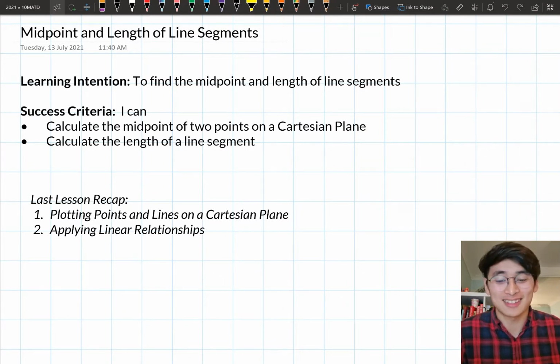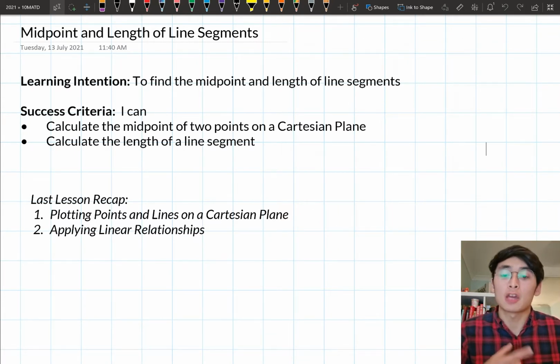What we're doing in today's lesson is looking at the midpoint and length of line segments. By the end of today, we want to be able to calculate the midpoint of 2 points and also find the length of a line segment.